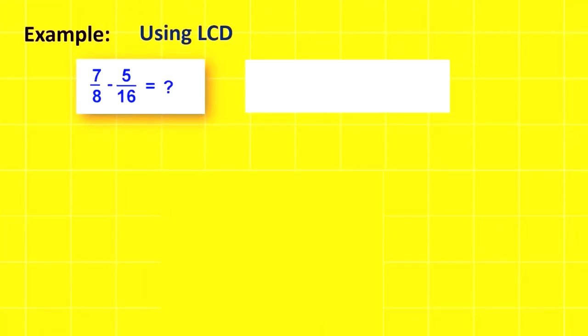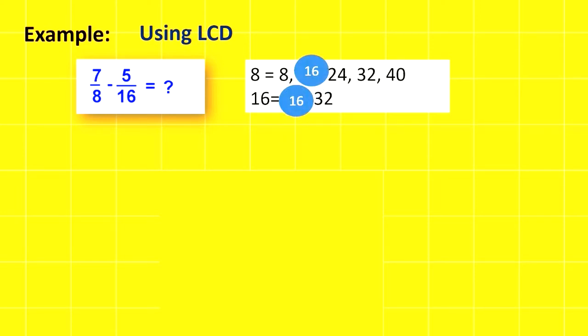Now, let us consider solving the previous problem using the LCD, or least common denominator. 7 over 8 minus 5 over 16 is equal to. Solving for the LCD of these denominators gives us 16. 16 is the LCD to be used. Now proceed with solving the problem using the LCD.